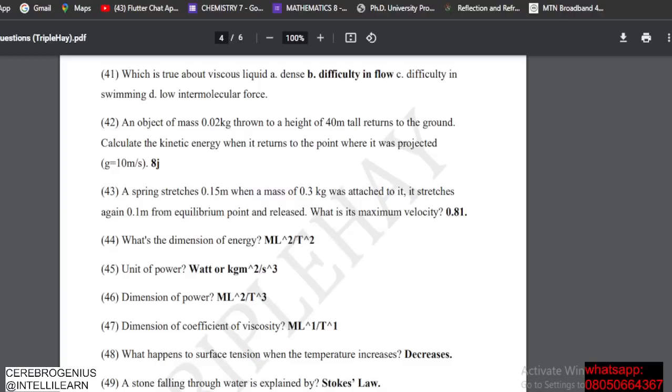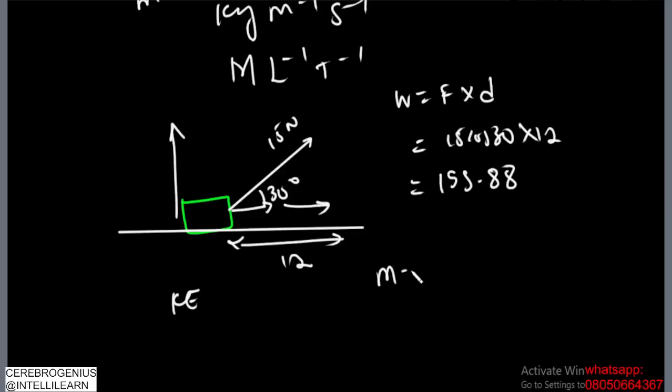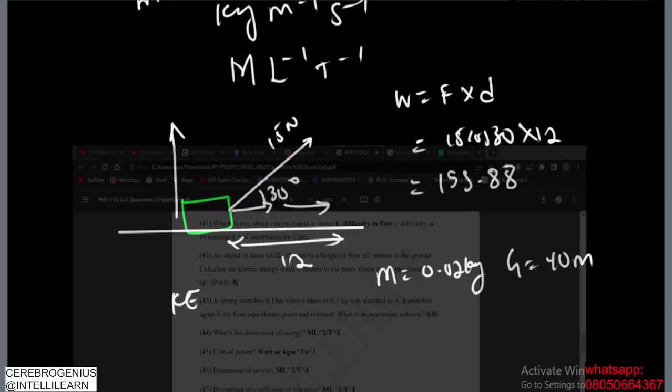An object of mass 0.02 kilogram is thrown to a height of 40 meters and returns to the ground. What's going to be the kinetic energy when it returns to the point where it was projected? The mass is 0.02 kilogram, and the height is 40 meters. We have to find the kinetic energy.